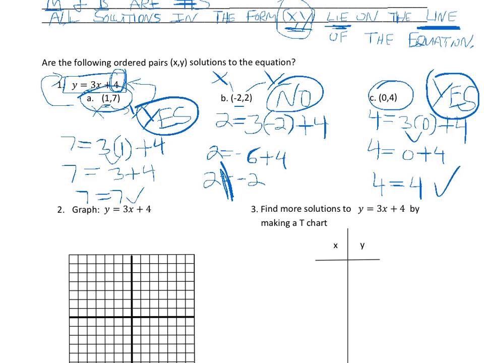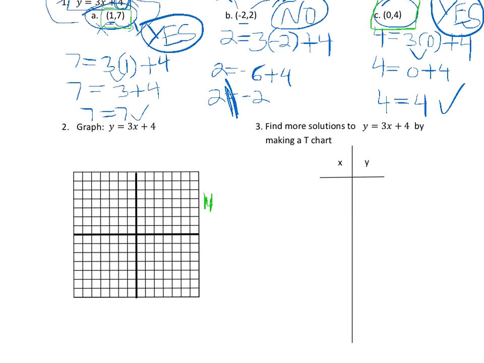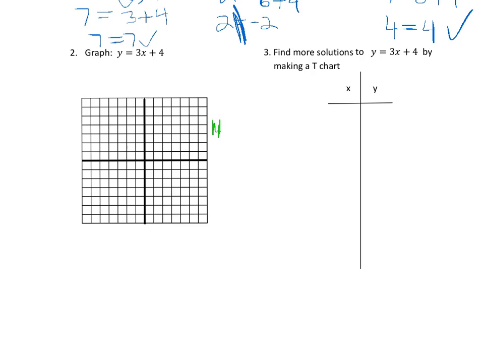Now when we get to 2, you can see it says graph this line. Well, what I already know is that, let's put this in a different color. Let's put this in green. I know that 1, 7 is yes and 0, 4 is yes. So I'm going to plot these right here. All right, so I'm going to have 1, 7, I have 0, 4.